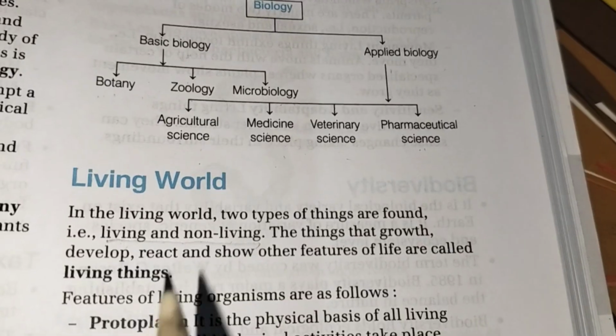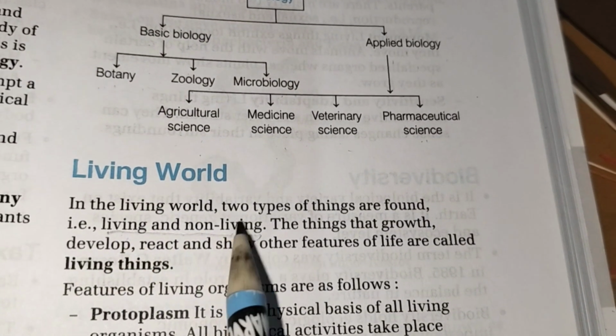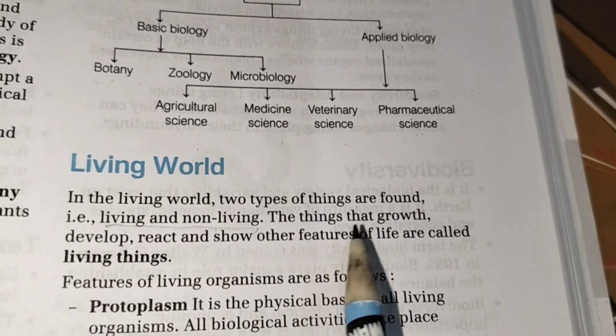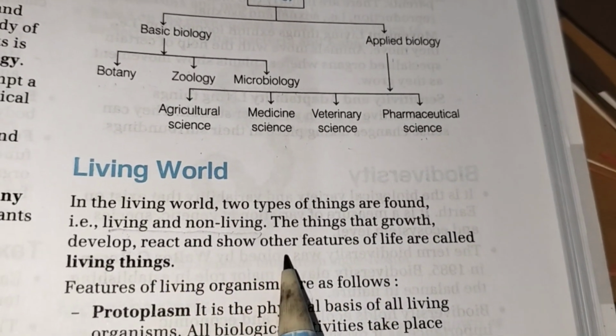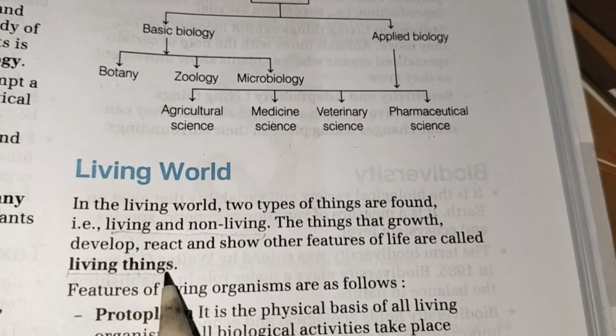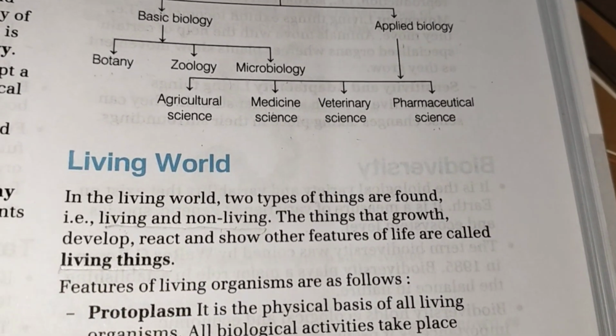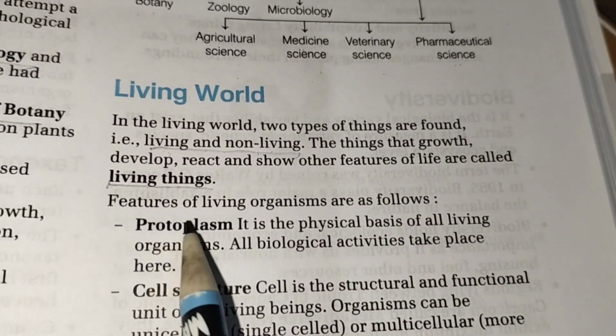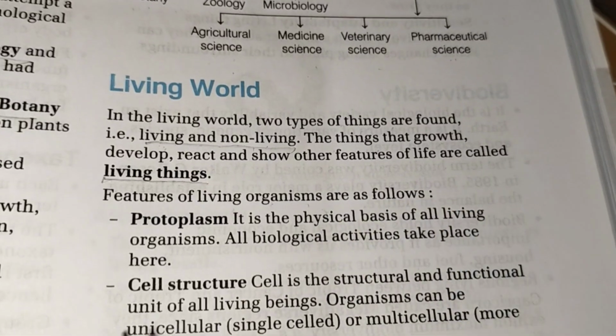Next topic is the living world. In the living world, two types of things are found, that is living things and non-living things. The things that grow, develop, react, and show other features of life are called living things. So this is the definition of living things. We are very much aware of what living things are. So the features of living organisms are as follows.